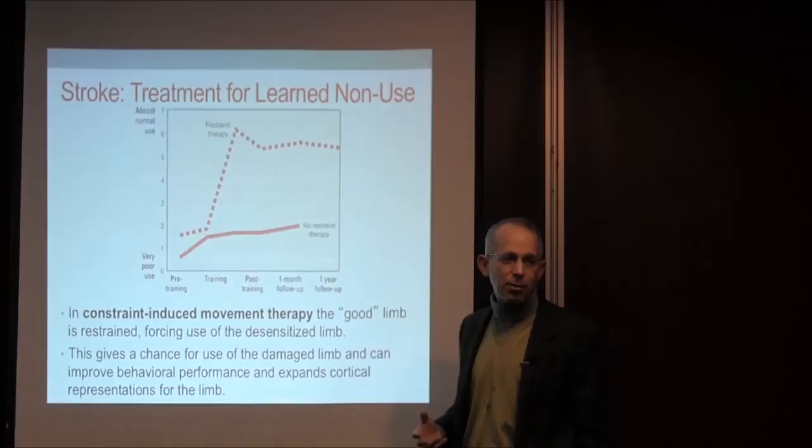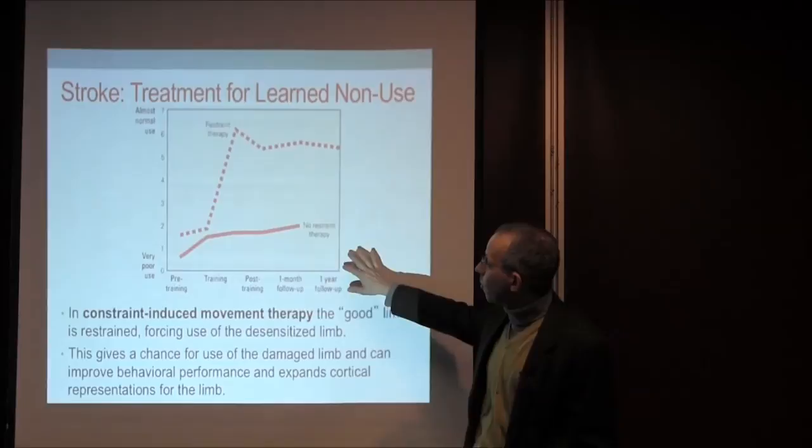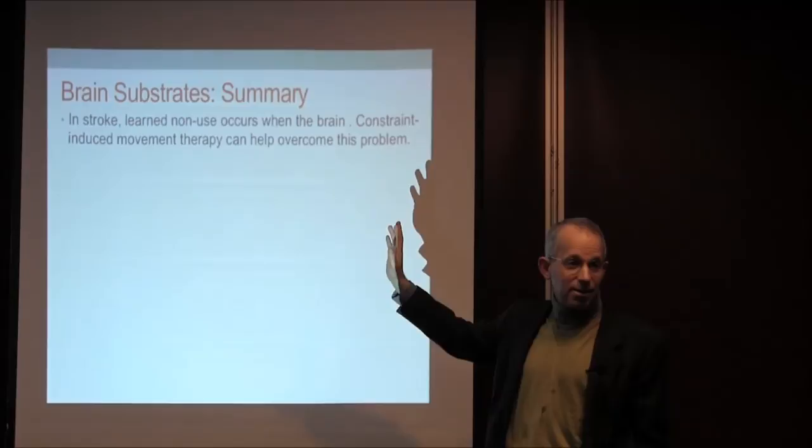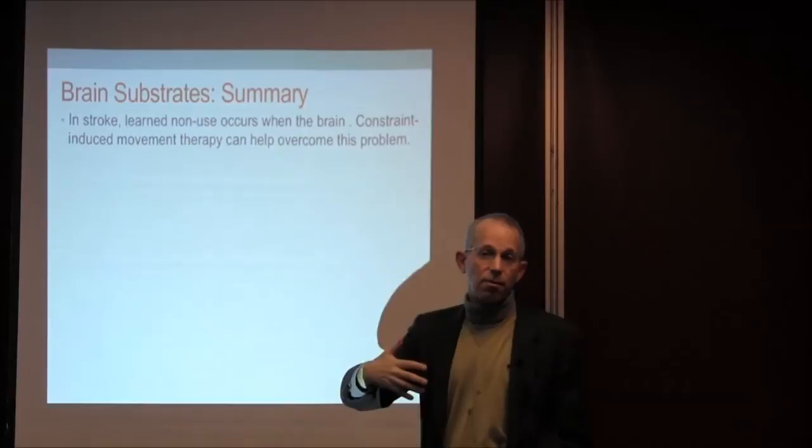And it gives a chance for the damaged limb to improve behavioral performance, and this just shows some of the data on use. So in summary, in stroke, learned non-use occurs within the brain. So this is sort of habituation gone awry. You're habituating things that you actually don't want to habituate. And so this constraint-induced movement therapy is a way of preventing that habituation while the physical damage can be repaired.